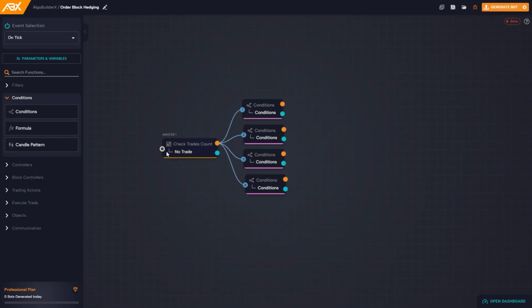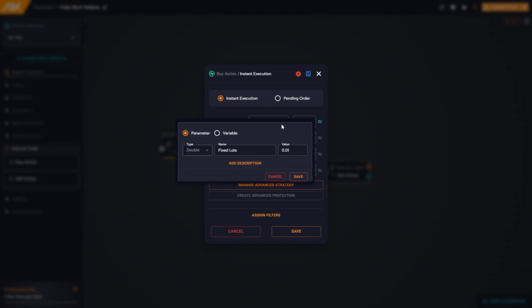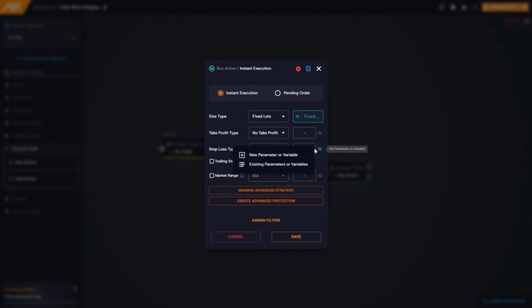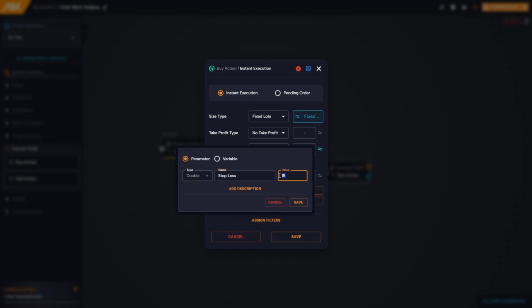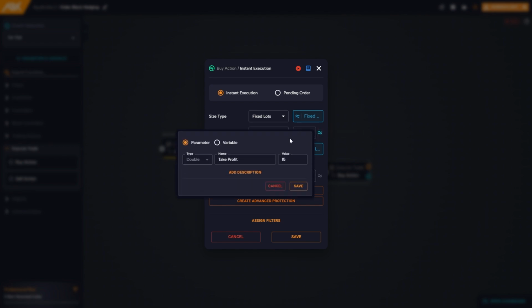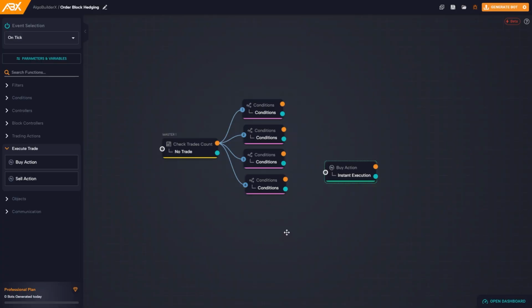Finally, drag the execute trade block and connect it to all these conditions. In this example, we'll use a fixed stop loss in pips and a take profit set to 200% of the stop loss, ensuring a risk-reward ratio of 1:2. Link all these conditions to the buy action block.